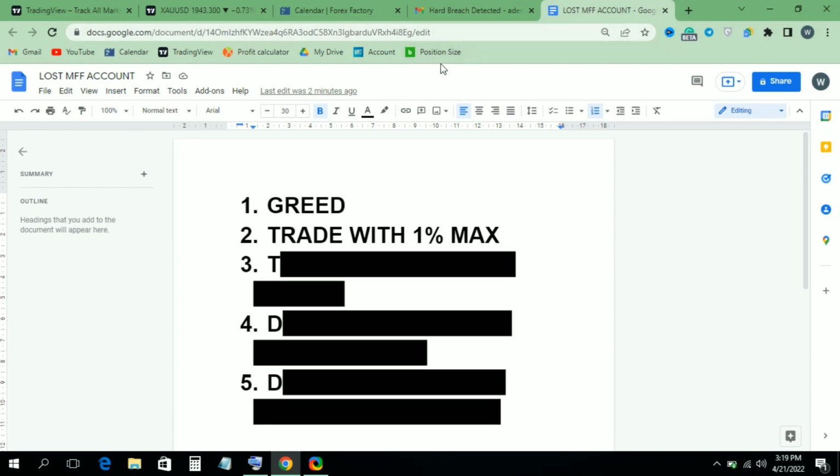I advise you use this position size calculator here, or this profit calculator. You can use them to do the same thing. Just make sure you calculate the amount of pips you want to catch, calculate the amount of money you want to put on the table, and make sure you don't go full margin mode.